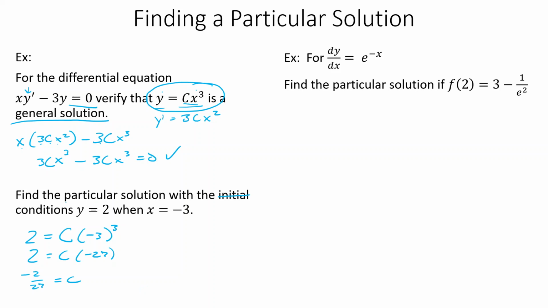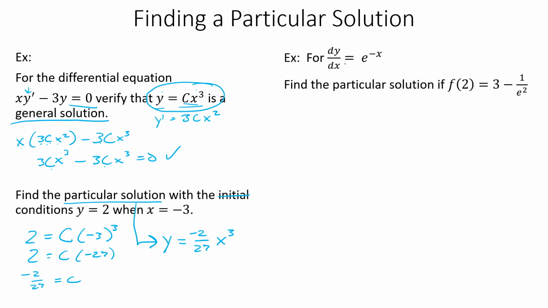So that means the particular solution, which they asked us to find, will be plugging that in up here. So we get y equals -2 over 27 times x to the third. And we know that this will still work here because it works with any c value. So it will specifically work with c as -2 over 27.